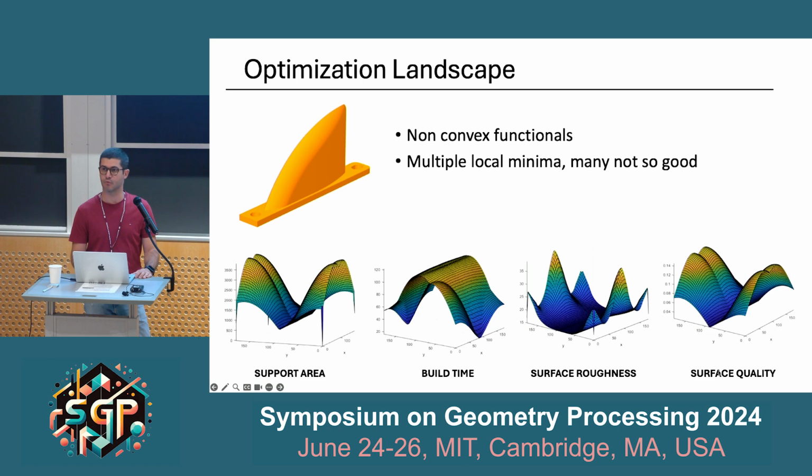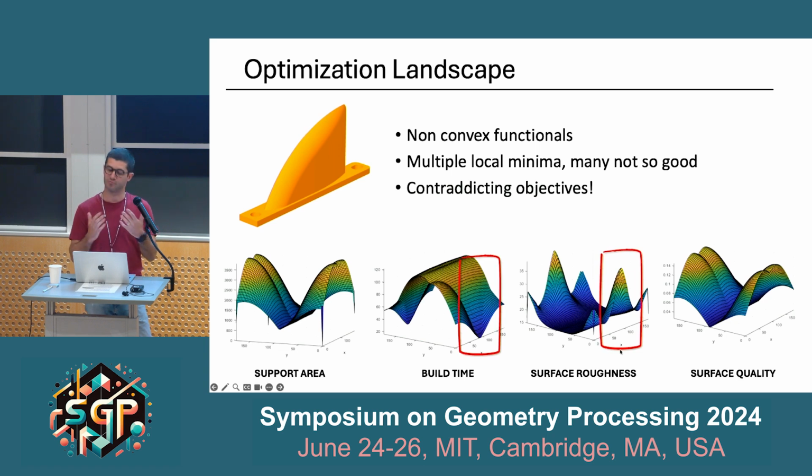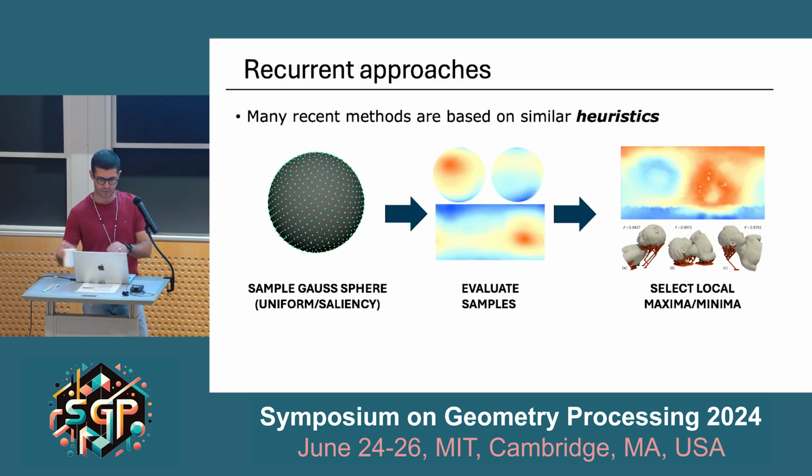What makes things even worse is that typically you want to combine these things. So you want to find a good trade-off. And the problem is that you have conflicting objectives. For example, for build time and surface roughness, when one function goes down, the other goes up. And so you don't really know what to do here. And this is typically solved by the user. So the typical approach is to automatically select a bunch of potentially good orientations, and the final choice, the final trade-off between these quantities, will be made with the user in the loop because it's a critical decision.